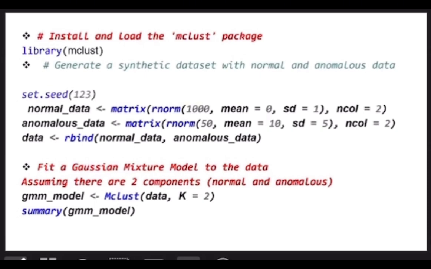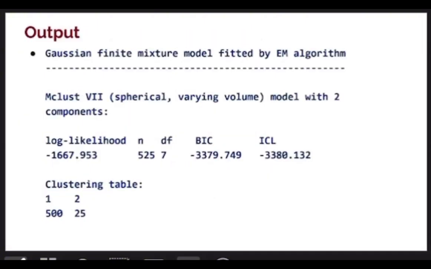525. Now, we want to fit a Gaussian mixture model to the data. Assuming there are 2 components, because we already know we got the normal and we got the anomalous. By the time you specify that, it's going to give you this. It's going to tell you 500 points out of the 525 are in cluster 1 and 25 in cluster 2.